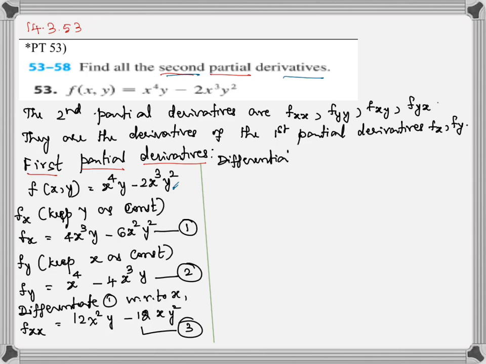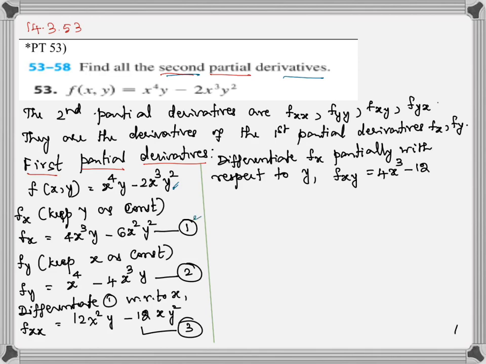Now differentiate f_x partially with respect to y. That will give us f_xy. You are going to keep x as a constant. So you take this step and differentiate with respect to y. So it is 4x^3 - 6x^2 times 2y, which gives us 12x^2 y. So this is the second partial derivative on x and y.